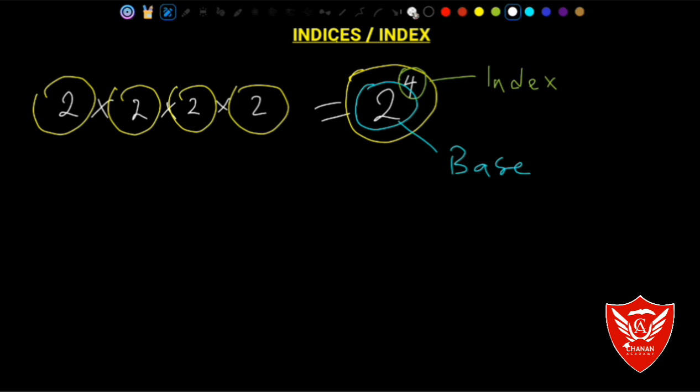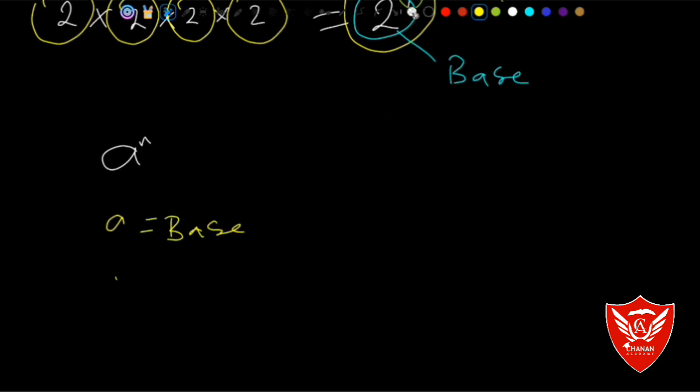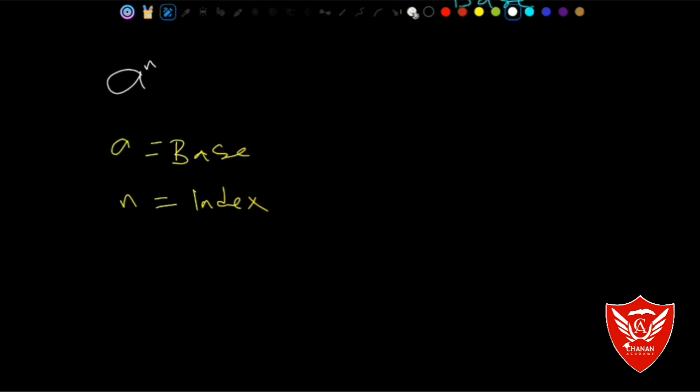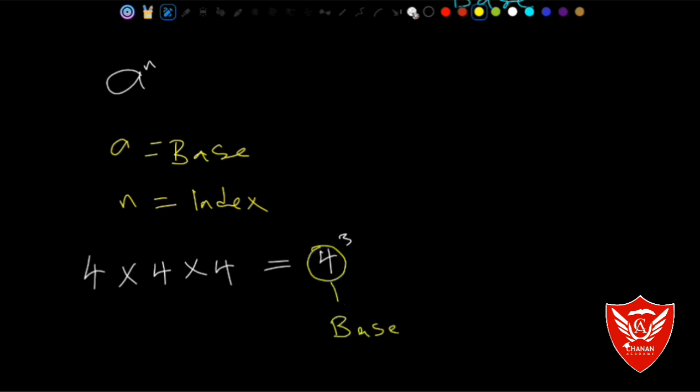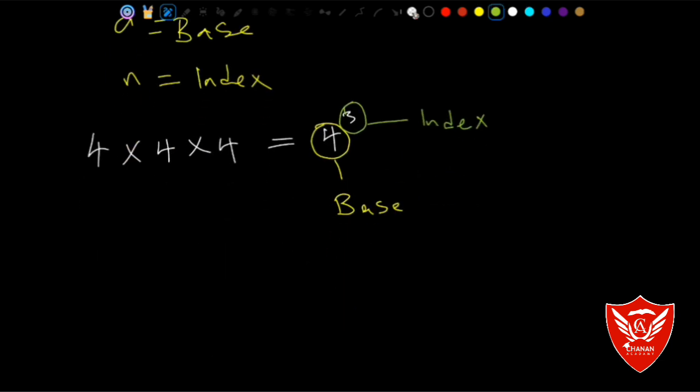In the general form, if we have a raised to the power of n, a is the base and n is the index. With this knowledge, we can say that 4 multiplied by 4 multiplied by 4 is equal to 4 raised to the power of 3. Don't forget, 4 is the base and the 3 is the index. Alright, so what if we have 3 multiplied by 3 multiplied by 3 multiplied by 3 multiplied by 3?